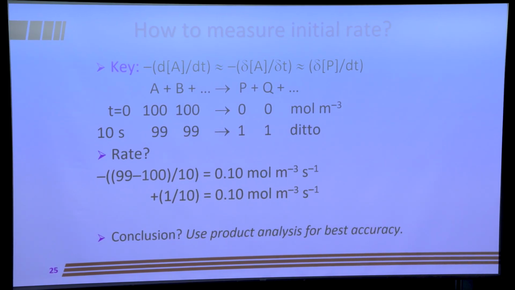Well, you can do it with respect to A or B. It would be 99 minus 100, which would be minus 1. So it would be minus 1 divided by 10, or 0.1 moles per meter cubed per second. I'm putting it in SI units this time, but it doesn't matter, okay? Or you could look at P or Q, and that would be 1 divided by 10, which is 0.1 moles per meter cubed per second, okay? So either way, whether you use reactant or product, you get the same answer, okay? But if you have a choice, which would you use?